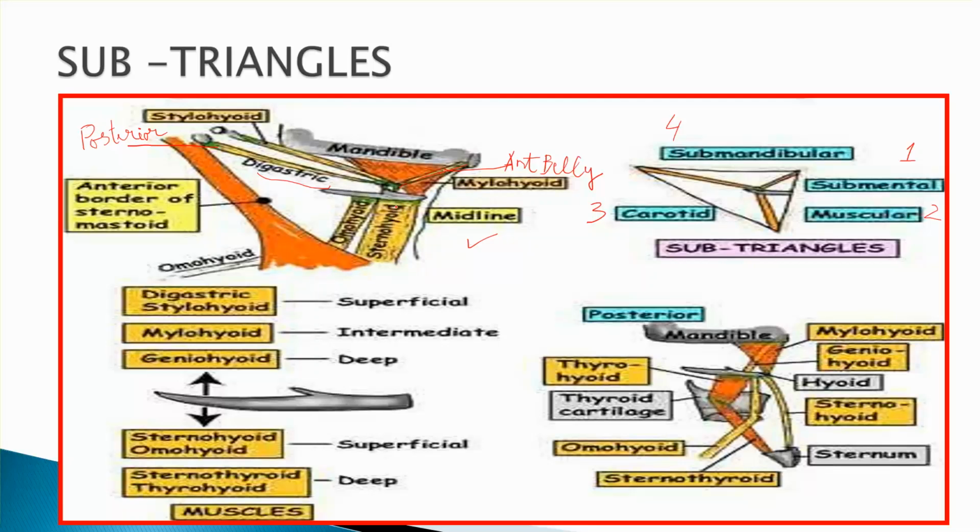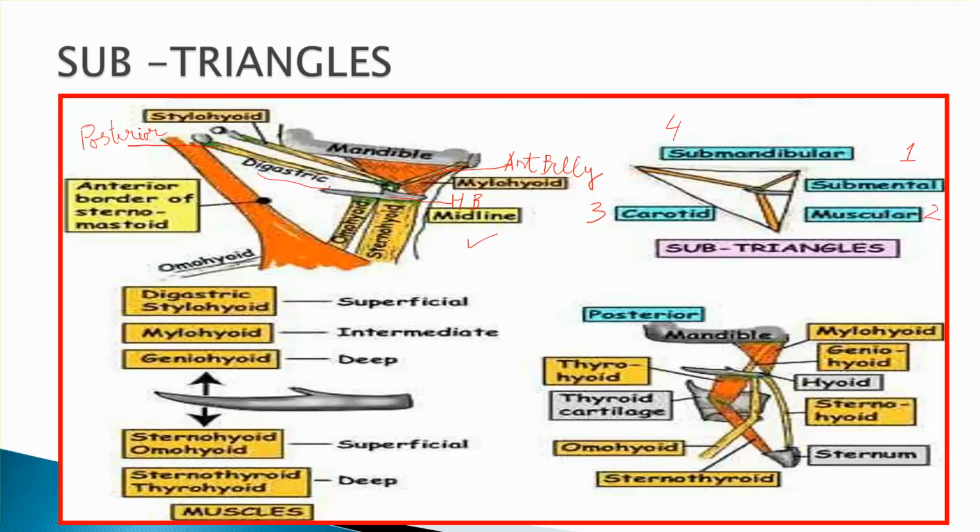Then you can see that the submandibular triangle is between the ramus of the mandible and the two bellies of digastric, the anterior belly and the posterior belly of digastric. The submental triangle is between the two anterior bellies, that is right and left on both sides, and the hyoid bone below. This is the hyoid bone.